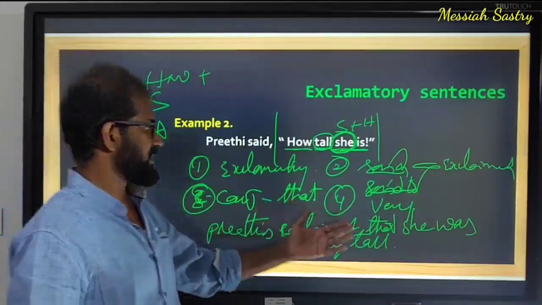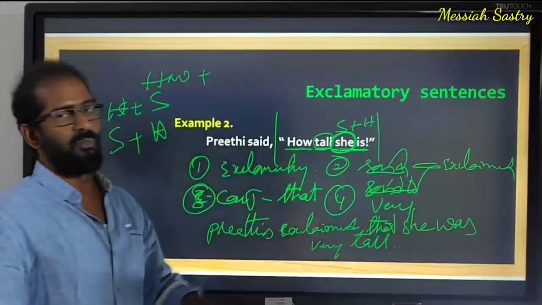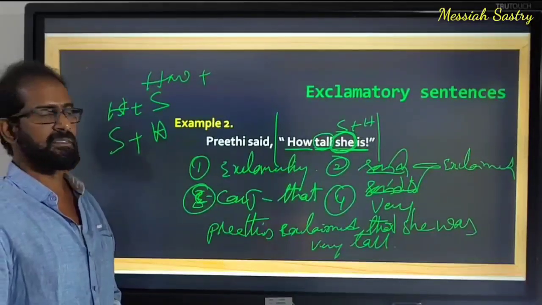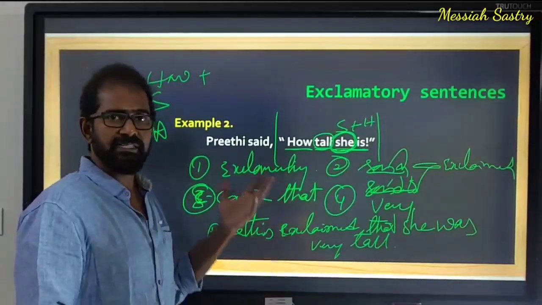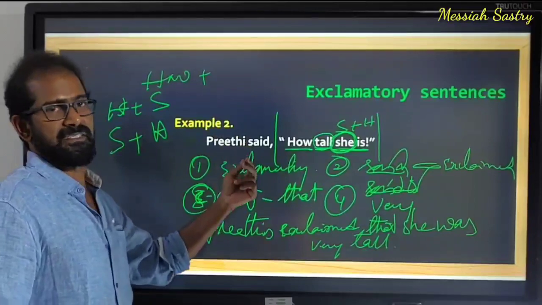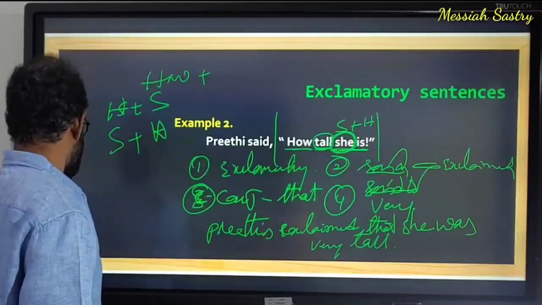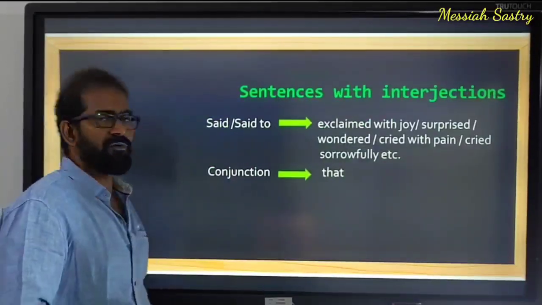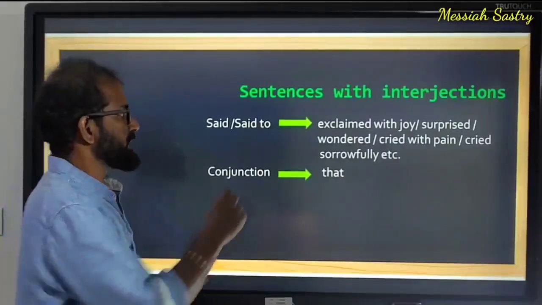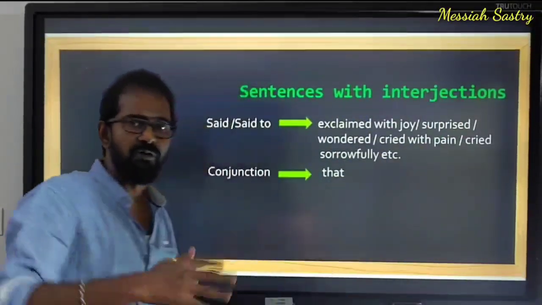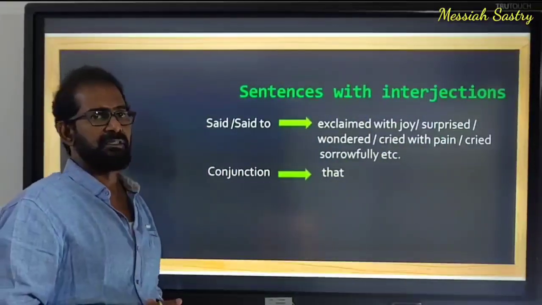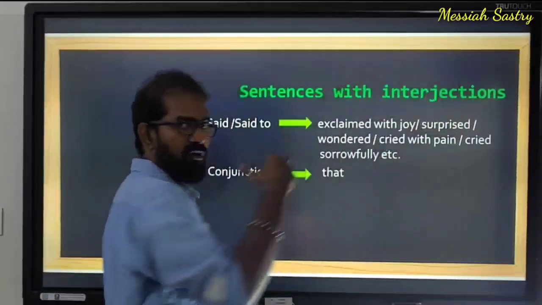Preeti exclaimed that she was very tall. This is how we change exclamatory direct sentences into indirect. Now when it comes to sentences with interjections, how do we change them?